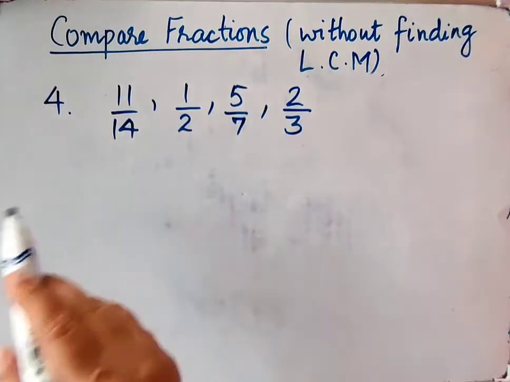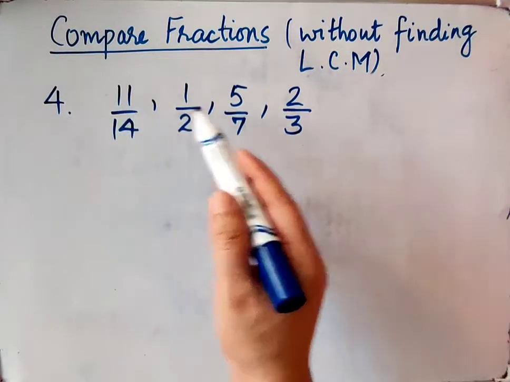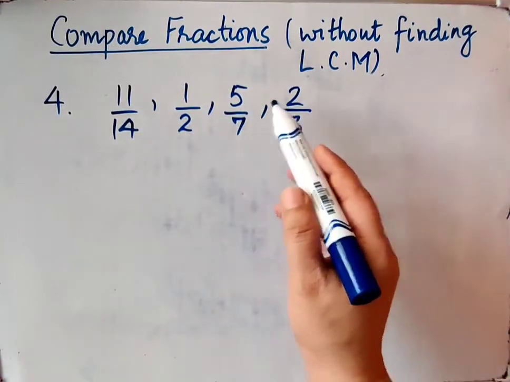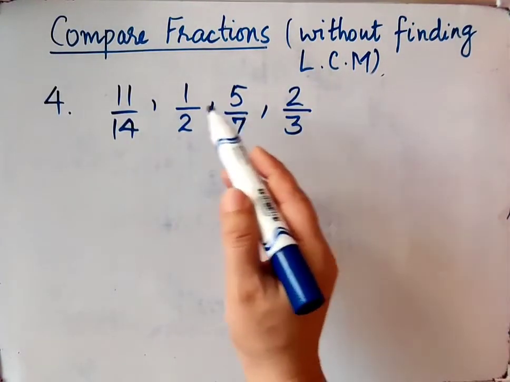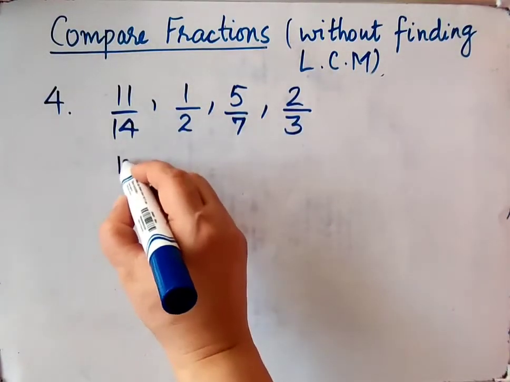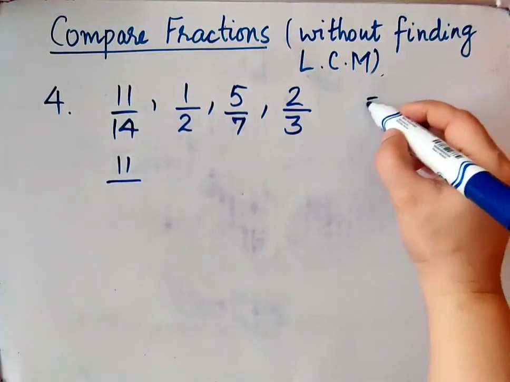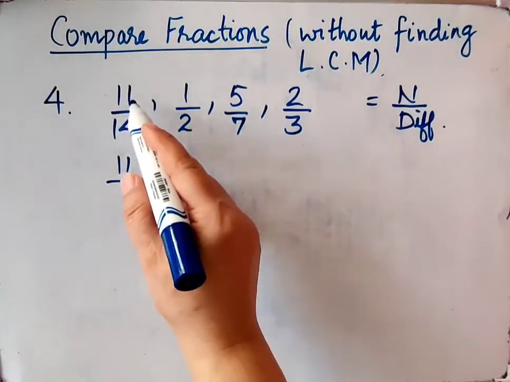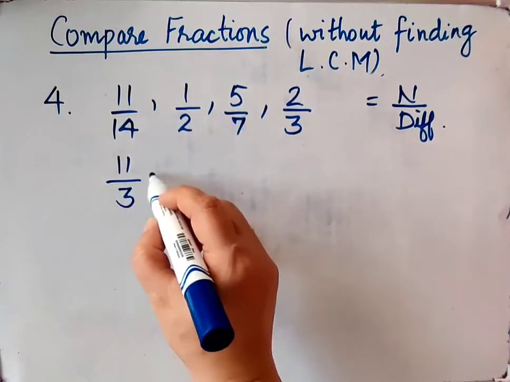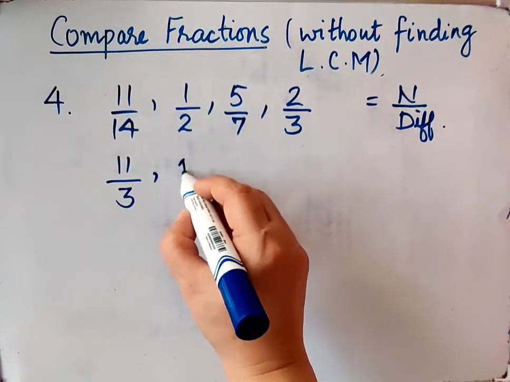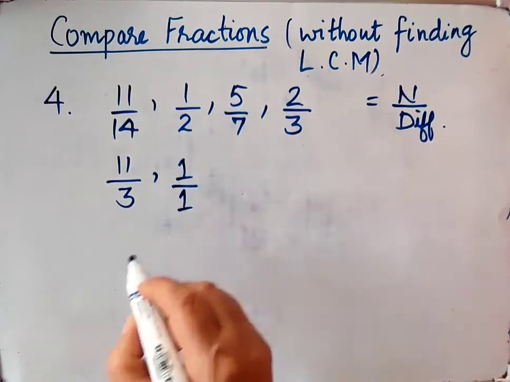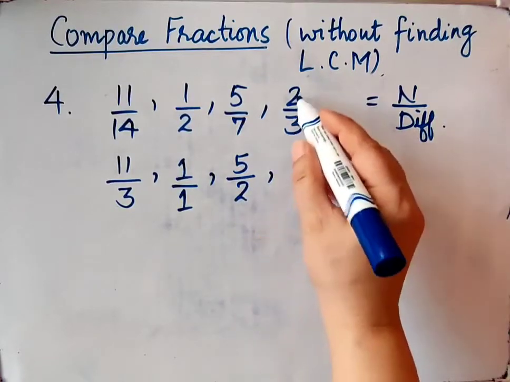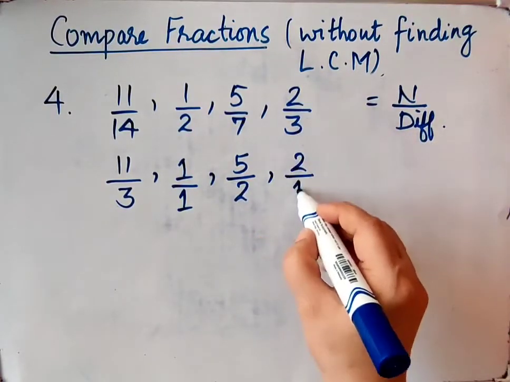Now here in question number 4, again, let me do one more example. So we have to compare the given fractions. Here also we can see that the numerators are greater than the denominators. So what I am going to do is take the numerator divided by the difference of the numerator and denominator. Therefore 11 by 14 minus 11 gives me 3. 1 by 2 minus 1 gives me 1. The numerator here is 5, and the difference will be 7 minus 5, which is 2. Here the difference will be 1.